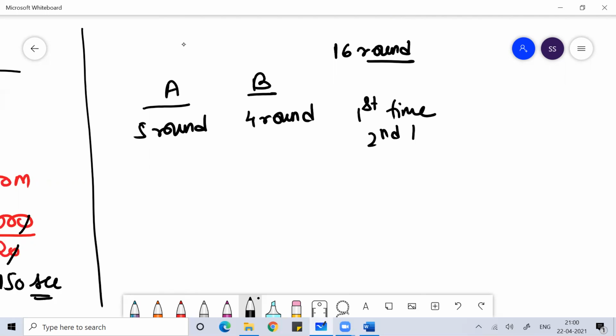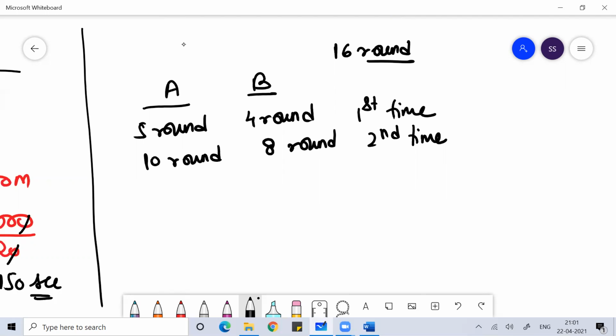The second time they'll meet is when A has completed 10 rounds and B has completed 8 rounds. So they're meeting in that ratio only, 5:4. You can understand both are running in the same direction, so the relative speed will be X. If I assume the circumference of the circular ground is L meter, on that basis, if I calculate, I will get the interpretation.